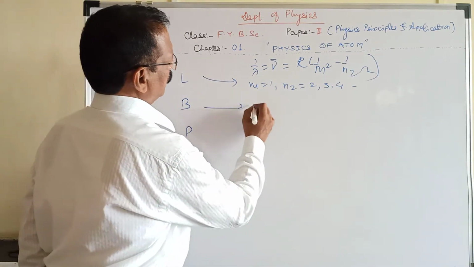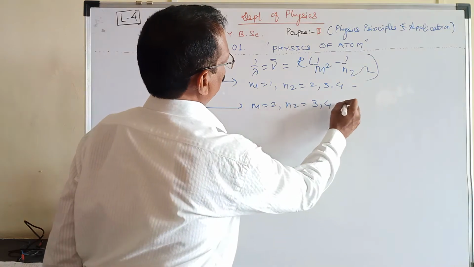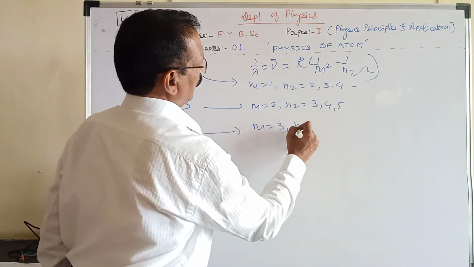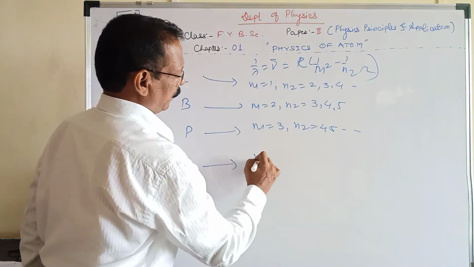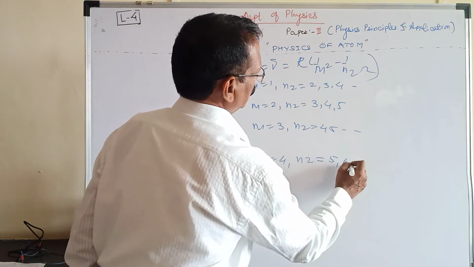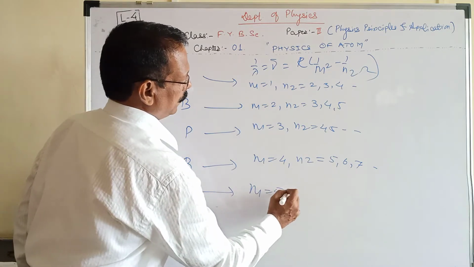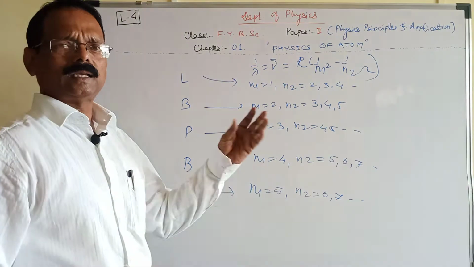For the Balmer series, n1 is equal to 2, n2 is equal to 3, 4, 5 and so on. For the Paschen series, n1 is equal to 3 and n2 is equal to 4, 5 and so on. For the Brackett series, n1 is equal to 4 and n2 is equal to 5, 6, 7. And for the Pfund series, n1 is equal to 5 and n2 is equal to 6, 7 and so on. These are the information.